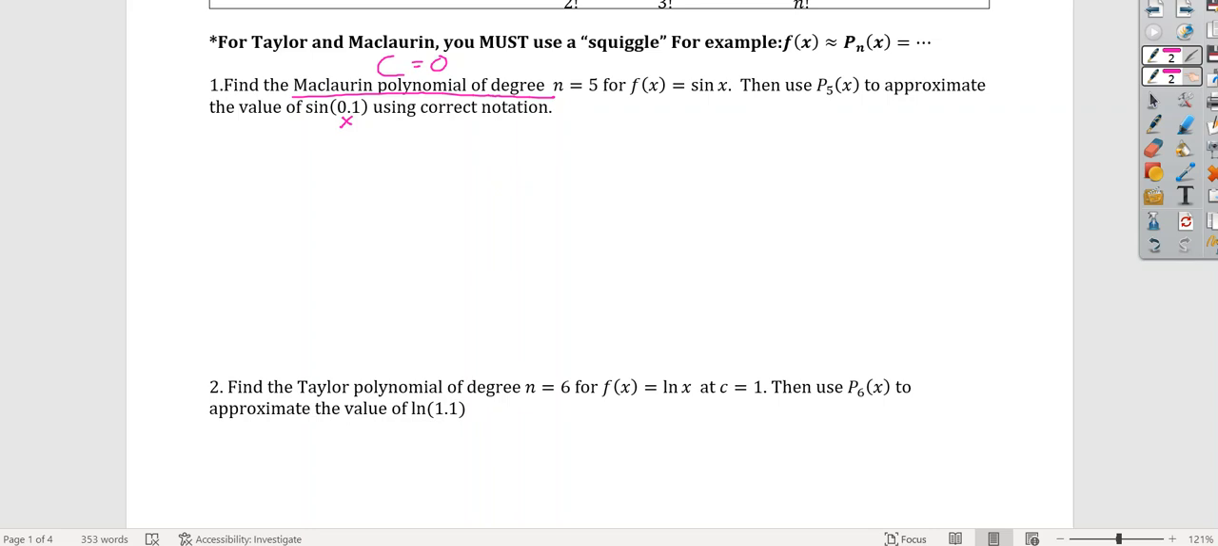So what I would suggest doing, if you see n equals 5, or if you see this notation, both of these are telling me the same thing, that I need 5 derivatives. So take the derivative 5 times. So we're going to start with our original f of x, which is sine, and I need to take the derivative 5 times. So f prime.